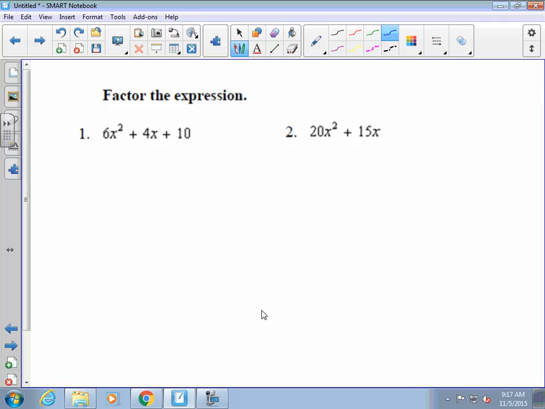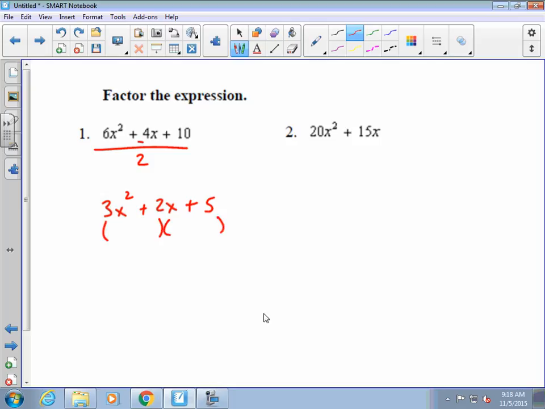Number one says 6x squared plus 4x plus 10. You could take the number 2 out of these. You can divide everything by 2 just to have smaller stuff to deal with. 6x squared divided by 2 is 3x squared. 4x divided by 2 is plus 2x. And 10 divided by 2 is plus 5. Now, from there, that's not it, though. From there, you have to factor it out. And your A value is not 1.